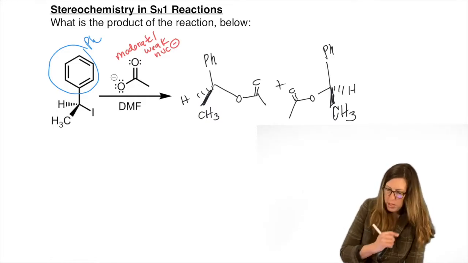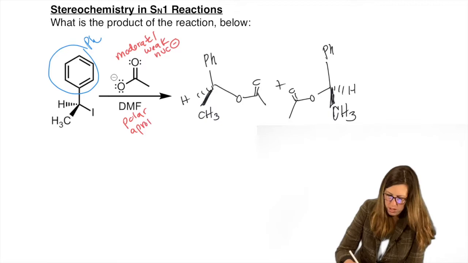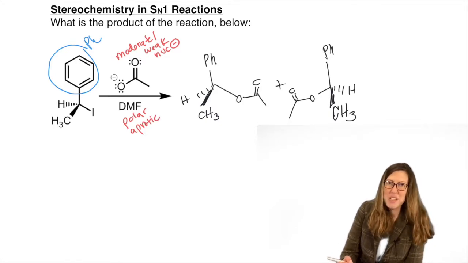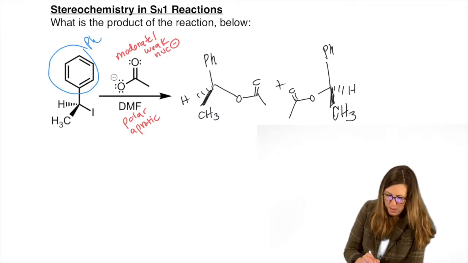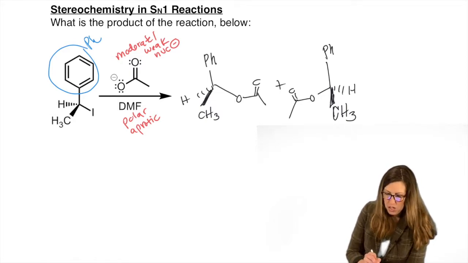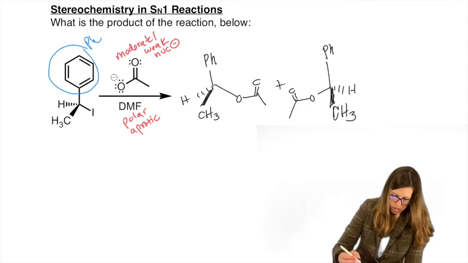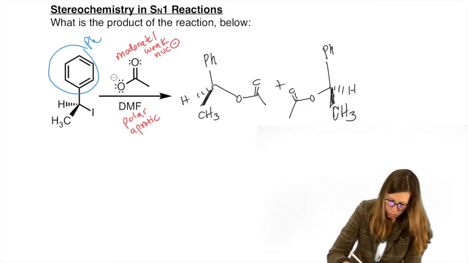Now, DMF, that's a polar aprotic solvent. Remember, for solvent we wanted protic, but oh well, it's not a deal breaker. What really matters is the substrate and the nucleophile. So you might say, why can't this do an SN2? Let's look at the substrate and just check. One carbon group attached, two carbon groups attached, so it's secondary.